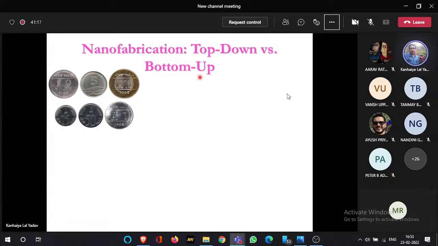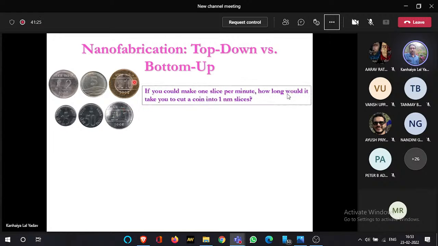So this is just fabrication comparing how much time it takes. If you see, these are Indian coins. If you can cut it into smaller pieces, one slice per minute, how long would it take to cut a coin into 1 nanometer slices? It will take around 31.7 years to cut it into 1 nanometer slices.